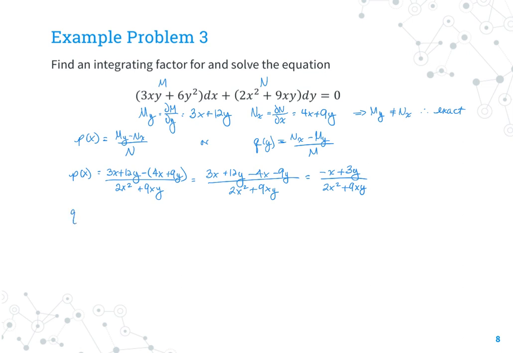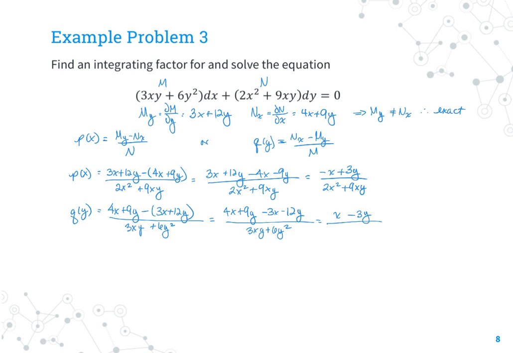It's supposed to only be in terms of x and be independent of y, but it's not. So let's try q of y. Maybe we'll have more luck with that one. N sub x is 4x plus 9y, and we subtract from it m sub y, which is 3x plus 12y. And we divide it by m, which is 3xy plus 6y squared. So we end up with 4x plus 9y minus 3x minus 12y all over 3xy plus 6y squared.